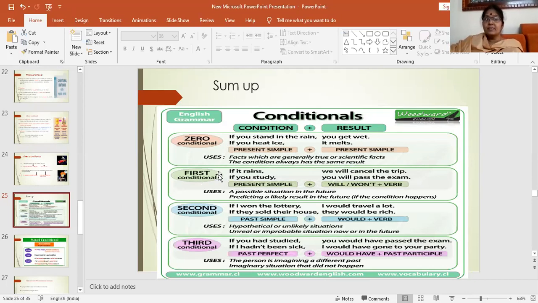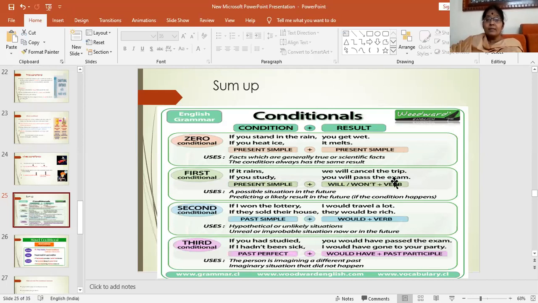Next is first conditional. If it rains, we will cancel the trip. If you study, you will pass the exam. That is, if the condition is fulfilled, what will be the result in future is what it is saying, right? So it is a possible situation in the future, predicting a likely result in the future if the condition happens. If I stand in the rain in future, I will get wet. Or if I study in future, I will pass the exam, right? So the if clause is in present tense and the result will be in will or won't plus verb form, right?